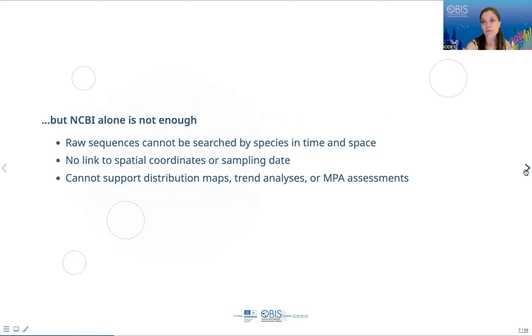or other raw sequence repositories, as of course these raw sequences, you cannot really search them in terms of species name, time, or space factors. There's very little links to other metadata like spatial coordinates or sampling data. And of course, you therefore cannot support distribution maps that are linked to the species information that you have.